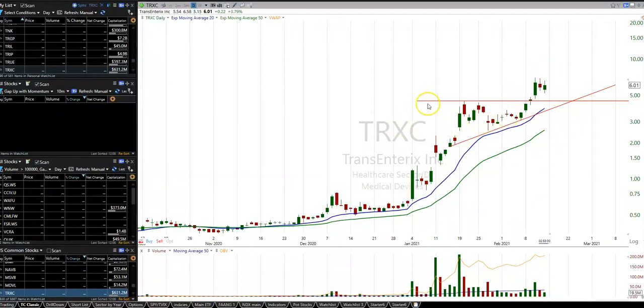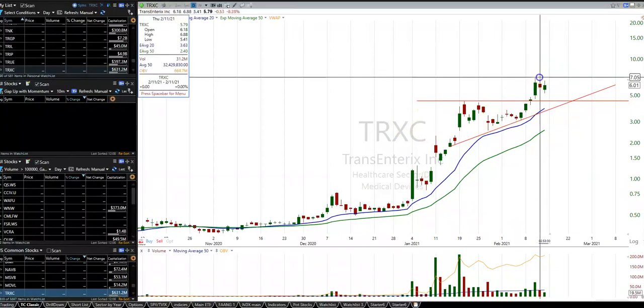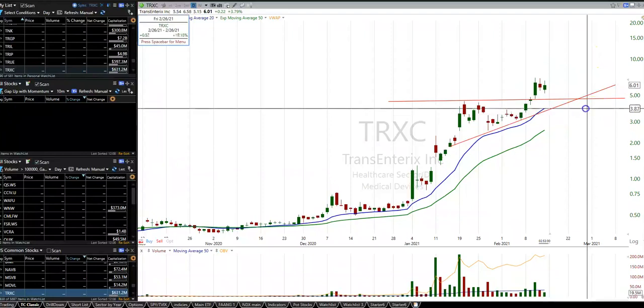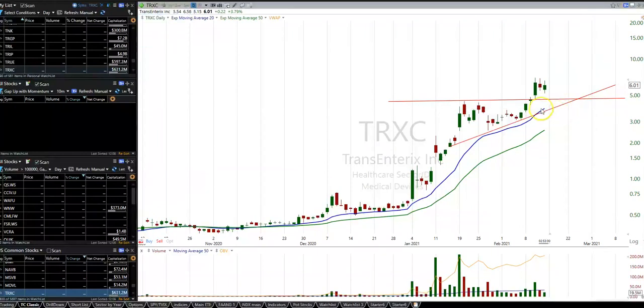But for instance, TRXC, if this popped up now to 7 and you miss the trade, and it pulls back to 5 and holds support, yeah, for sure, you can buy that. You can enter that trade and use the same stops. If it trades down below 3.90 or so, stop it out.